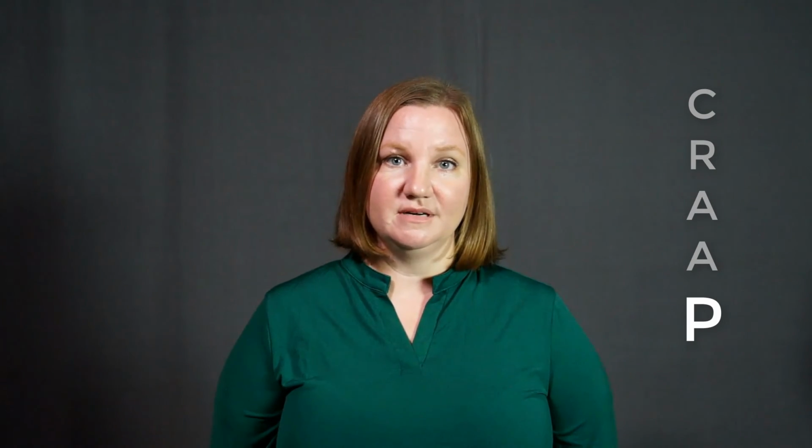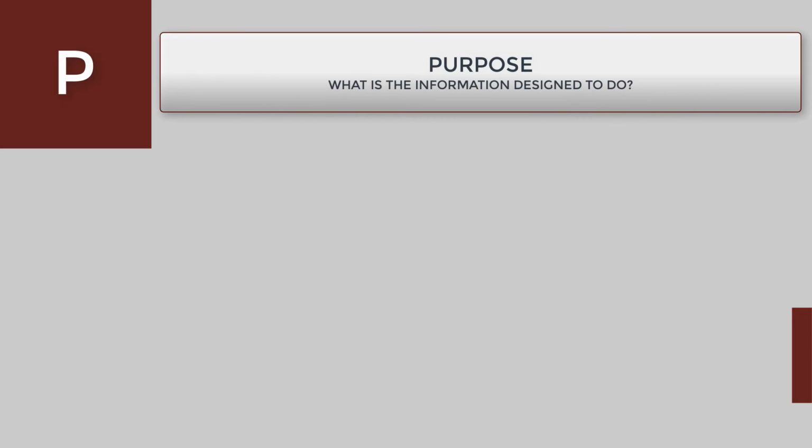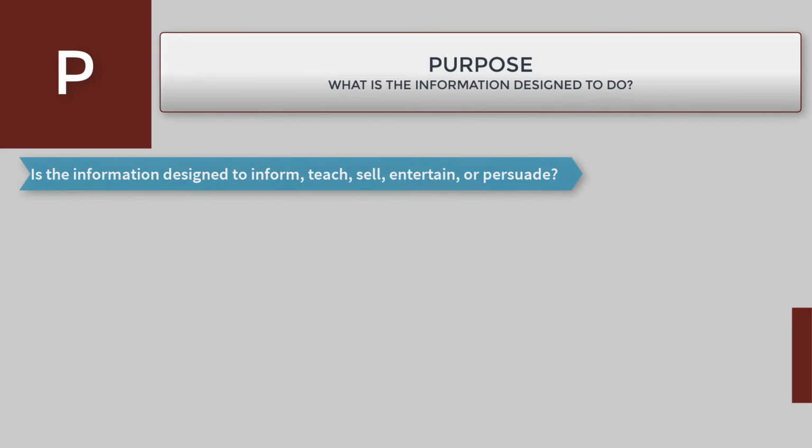Finally, we need to consider the purpose of the resource. Is it designed to inform readers or perhaps persuade them? Understanding an author's intent and purpose in providing information is key in determining the credibility and quality of a resource. Try to determine the following. What is the purpose of the information? To inform, teach, sell, entertain, or persuade?